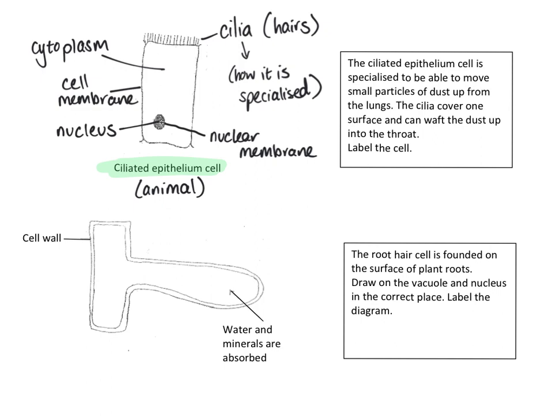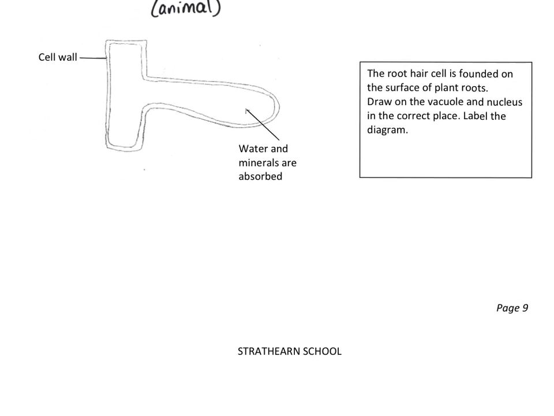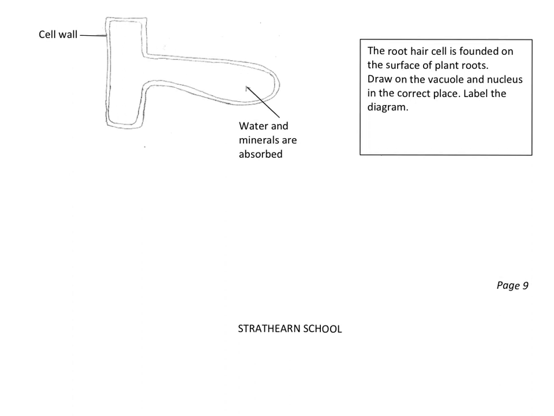And then finally, we have a diagram at the bottom, which is our last specialised cell for us to look at. And this is called a root hair cell, and it is found in plants. So this would not be found in animals. This is not like the roots of your hair or anything like that. It's nothing to do with that. These are the little hair cells that are on the surface of roots in plants.